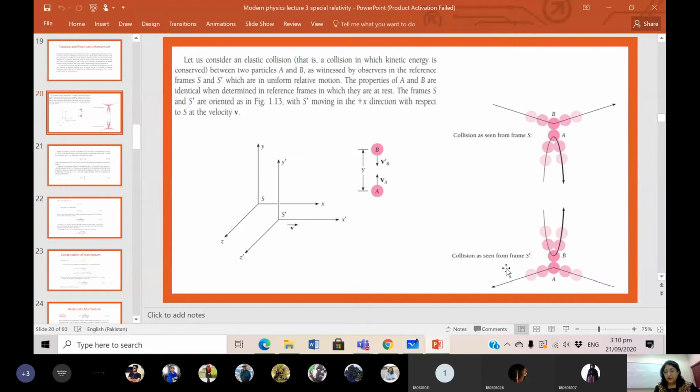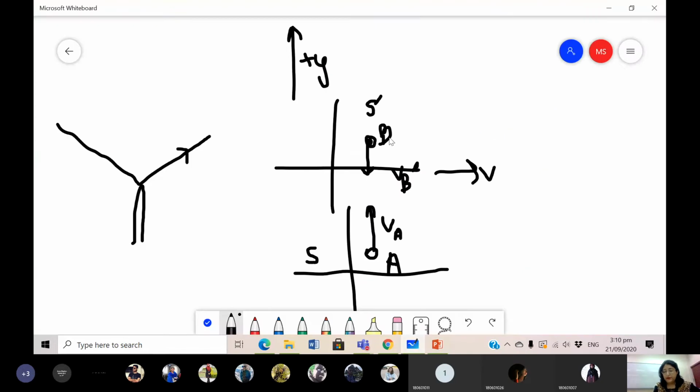But then if we view from S dash frame, this is the view from S frame. And from S dash frame, we will get a situation that B is moving downwards and then upwards. B is going to move like this.